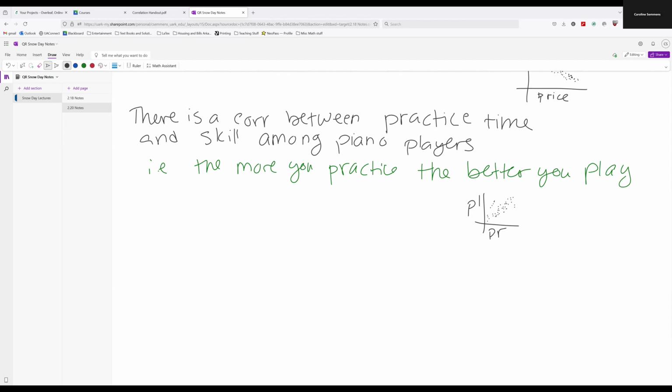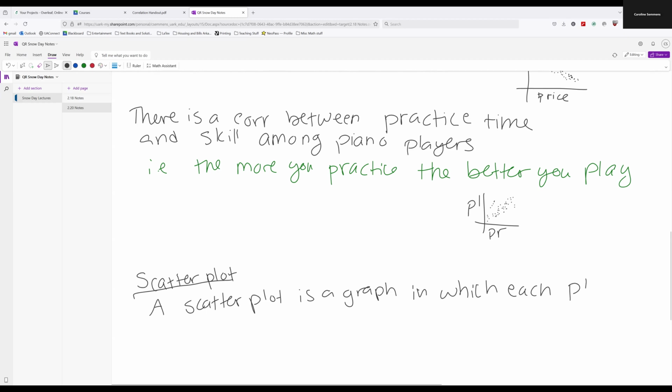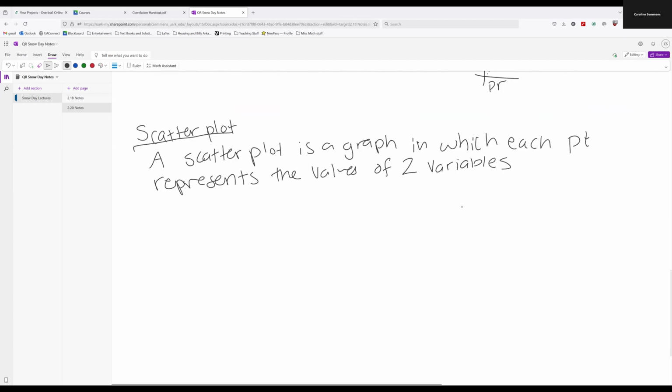And so the way that I've been drawing all of these pictures, to give us a graph, these are called scatter plots. All right, so a scatter plot is a graph in which each point represents the values of two variables. Okay, so for an example, let me get some more room.